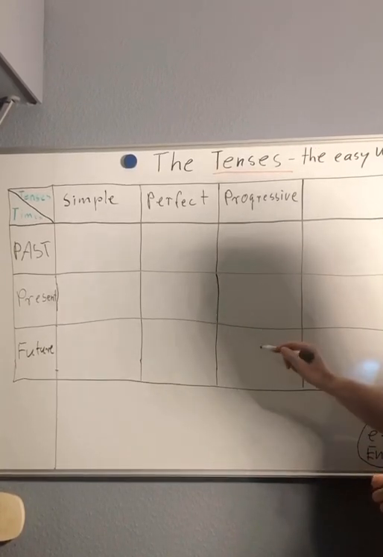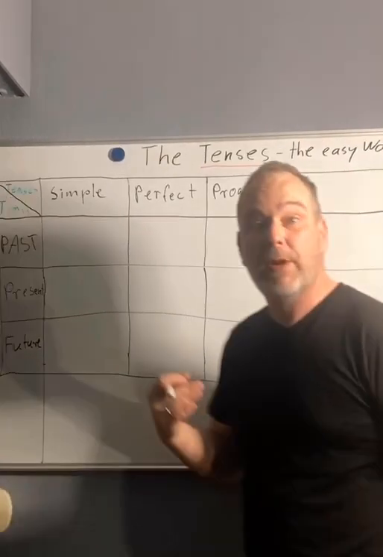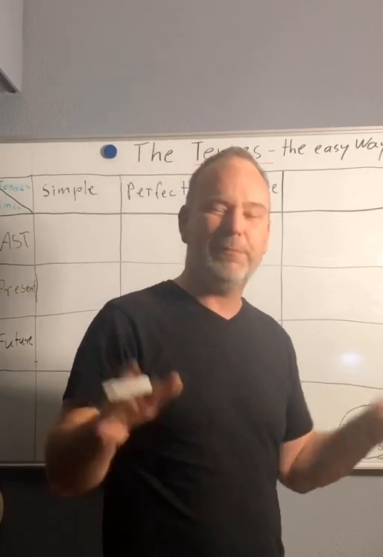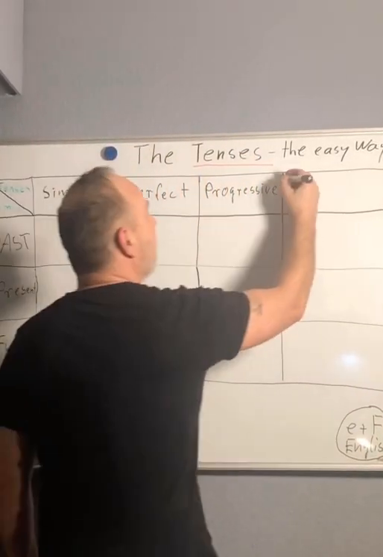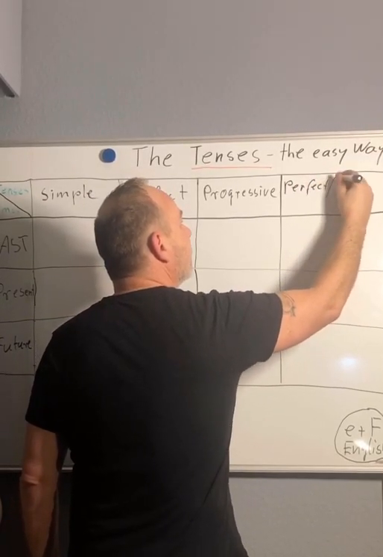Past progressive, present progressive, future progressive. The other ones we already talked about. And the last one, anyone, do you remember what's the last one? It's actually so simple. It's not simple, but it's very simple. We just put these two together. We call it the perfect progressive.